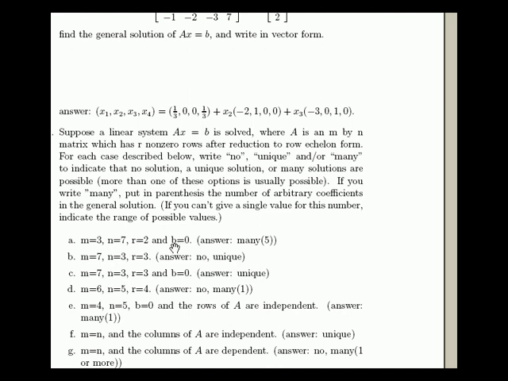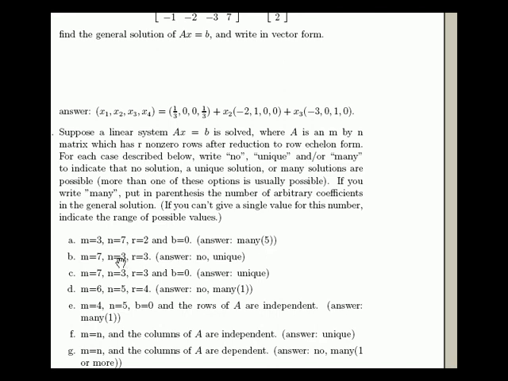Well, if b is 0, that means the right-hand side is all zeros, then they'll stay 0, and that means that no solution is out of the question. There's guaranteed to be either a unique solution or many solutions. And how many arbitrary constants are there? There's 7 minus 2, n minus r, that's 5. So there's going to be many solutions with 5 arbitrary variables.